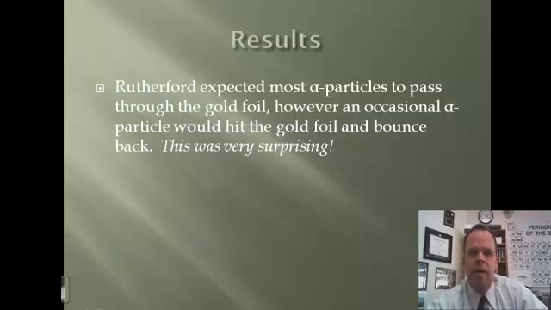However, when he did the experiment, he saw that occasionally those particles would bounce at a large angle or even bounce back towards the source. This was an incredibly surprising result that did not match the plum pudding model in any way.